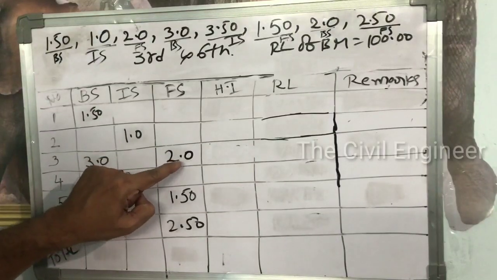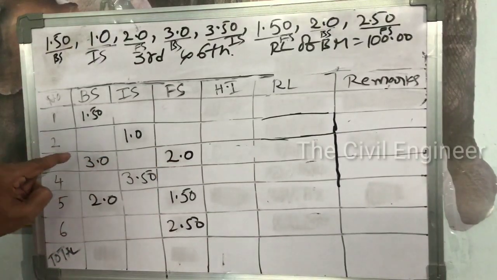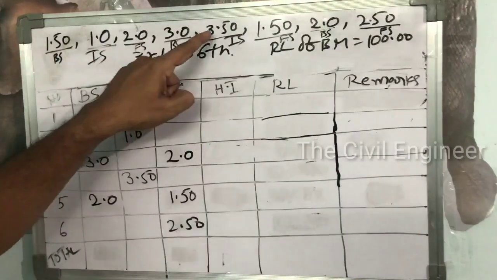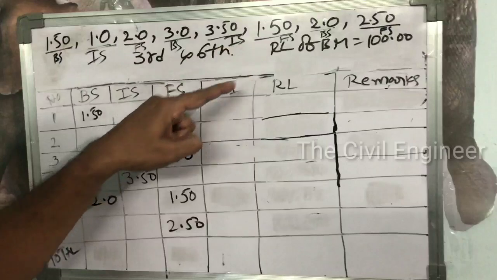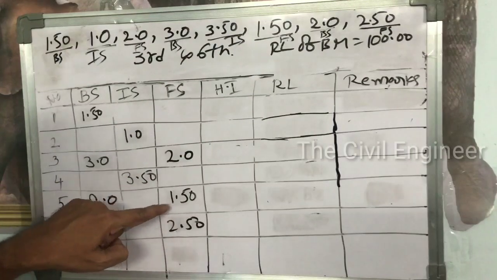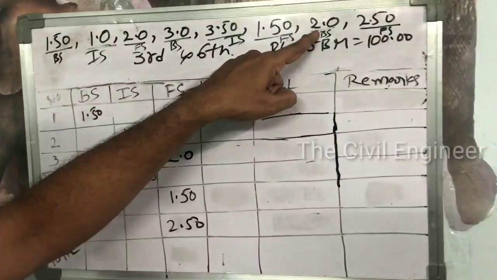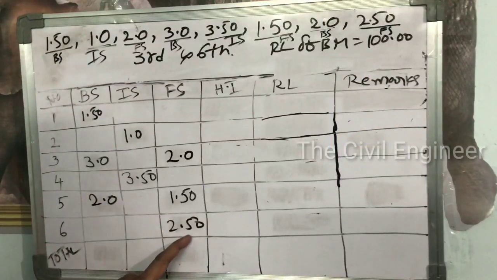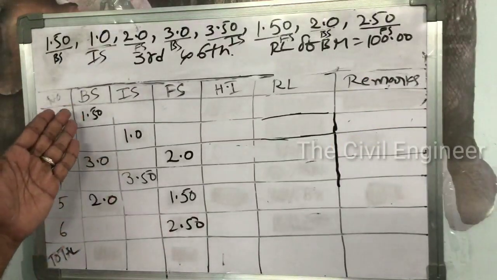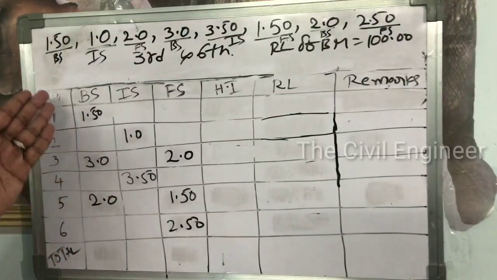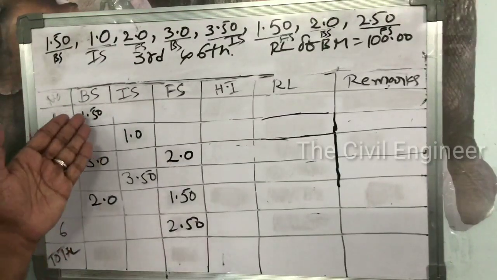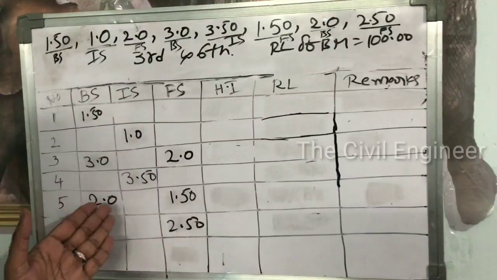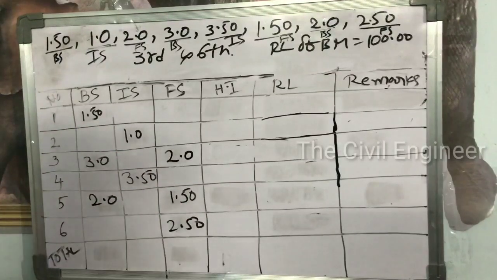When you write the foresight, in the same row we have to start from a backside. So the backside is 3, and again intermediate side, and the third one is foresight. Again in the same row we start from backside. As there is no intermediate side, we can directly enter into the foresight. So our staff readings are marked from backside to foresight. This is the process: backside, intermediate side, foresight, backside, intermediate side, foresight, backside, foresight.